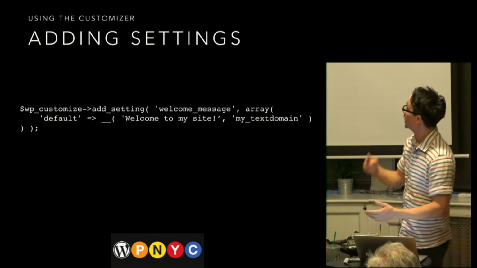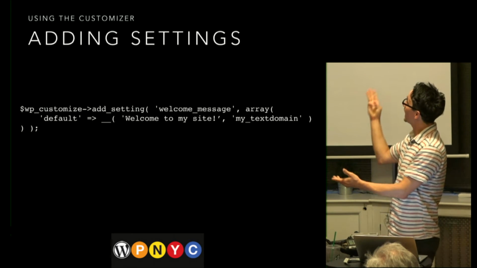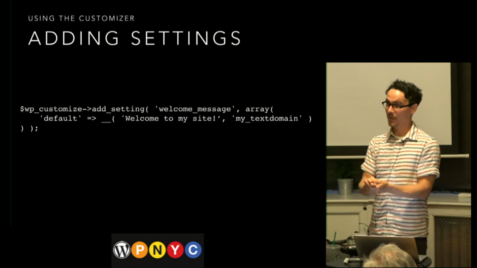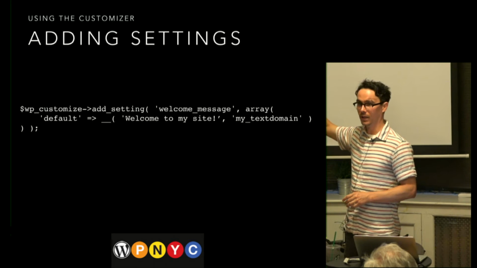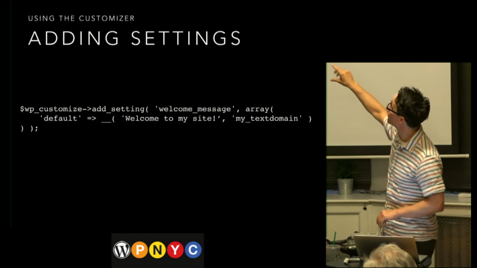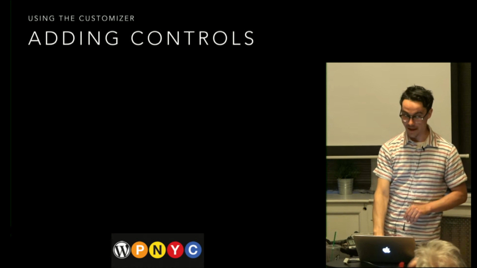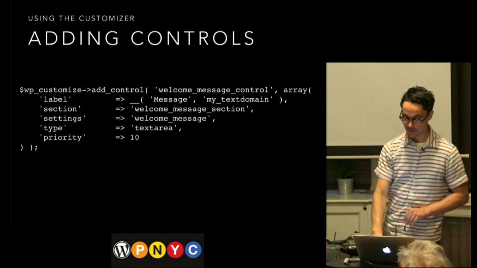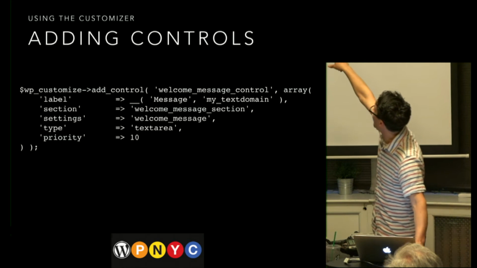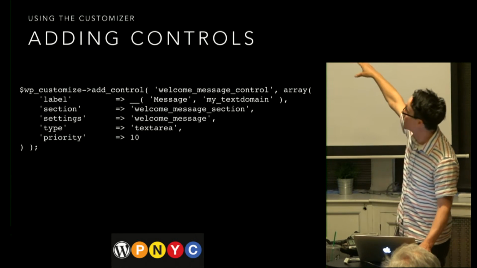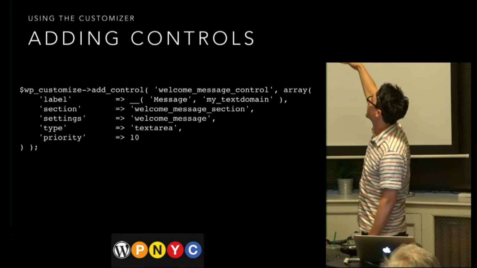Okay, so we've got a panel, we've got a section, we've got a setting inside that panel, and now we need to actually tell WordPress what kind of form control we want this form field to have. So, adding controls, right? The add control method requires an ID. Here we're calling it welcome message control. The same syntax: we pass it an array of arguments.